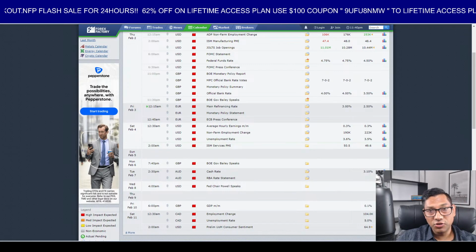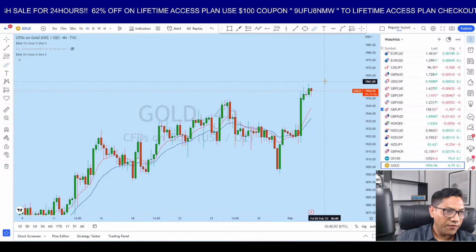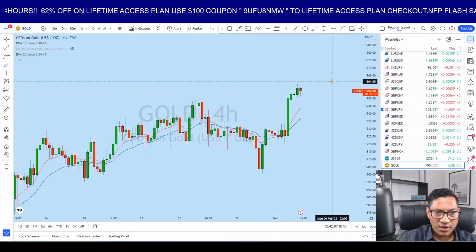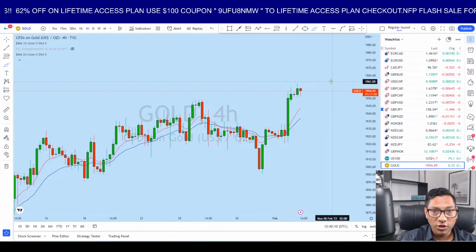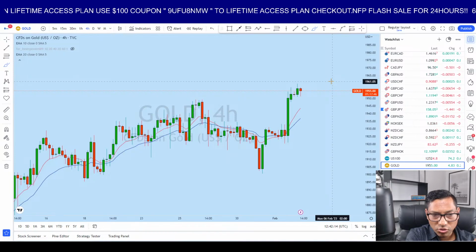tomorrow is NFP, as you know, that very big day, guys. So I really love NFP. This is where we'll be trading live NFP here in this session. And not only this, on the day of NFP, you can see now the market is breaking down. So there is a lot of trade.